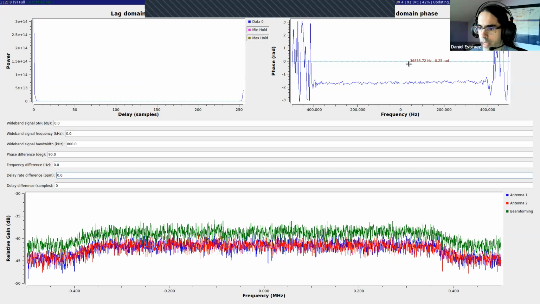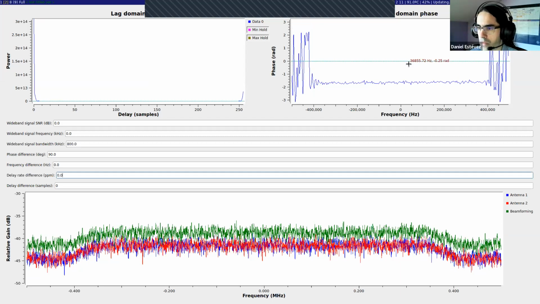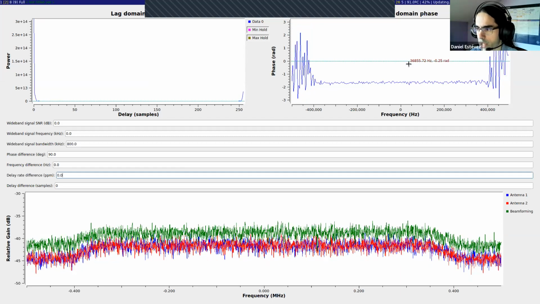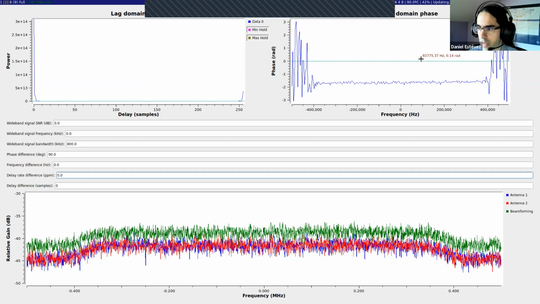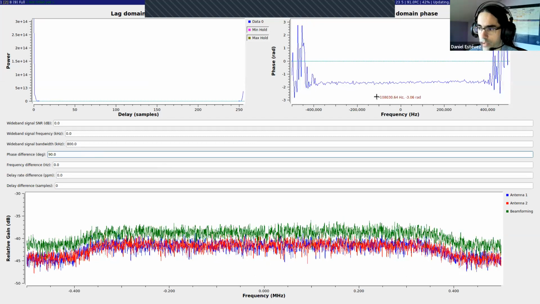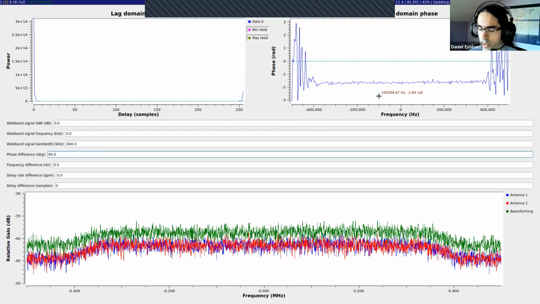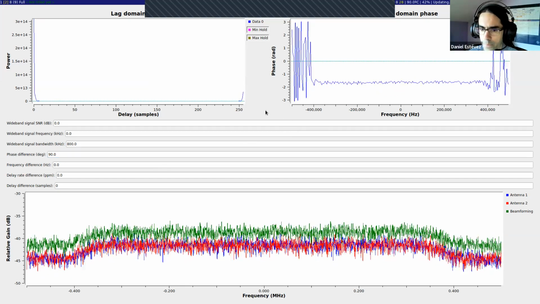And usually the delay difference does not depend so much on the observing frequency, whether we are observing at 1 gigahertz or 8 gigahertz or whatever. But the phase difference depends a lot on frequency. So you need a different calibration for each of your observing frequencies.